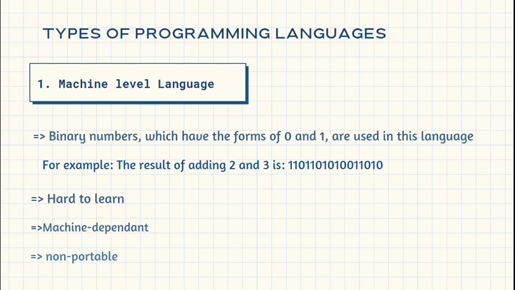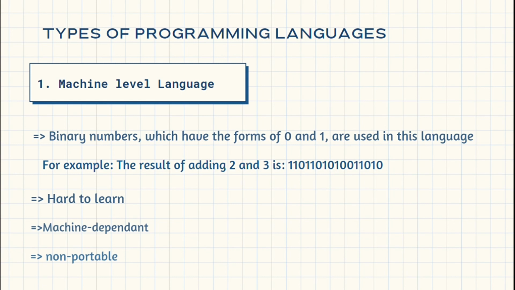Machine level language, also known as binary language, is the first category of programming language. Binary numbers which have the forms of 0 and 1 are used in this computer language. For instance, if the instruction is to add the numbers 2 and 3, the machine language equivalent would be in this pattern of 0 and 1.